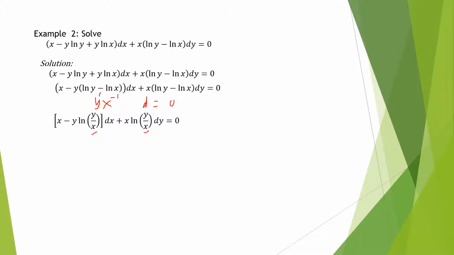The degree of the first term here is 1, the degree of the next term is 1, and the degree of the last term is 1, because of the presence of y over x, which has degree 0. Therefore this is a homogeneous differential equation of degree 1, and we can now use this transformation: y is vx and dy is v dx plus x dv.